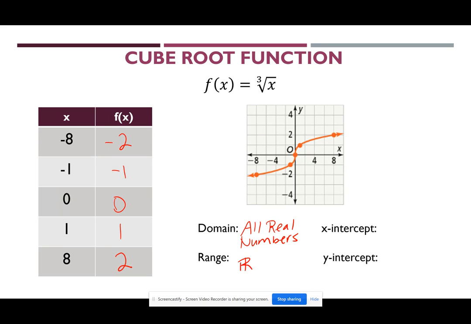Okay, our x and our y-intercept, just like before in our square root function, this one is the same. It is not always the same, but in this case, in the parent function, they both are 0, 0.